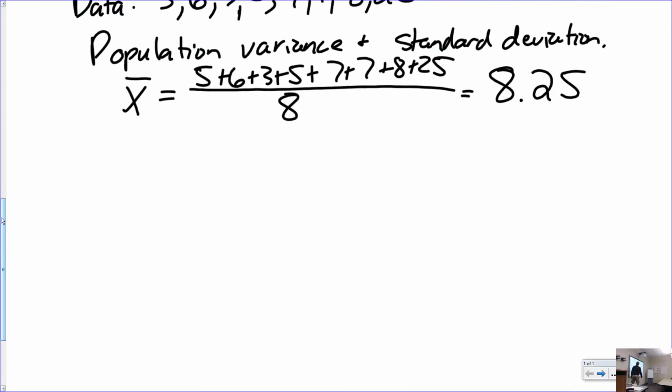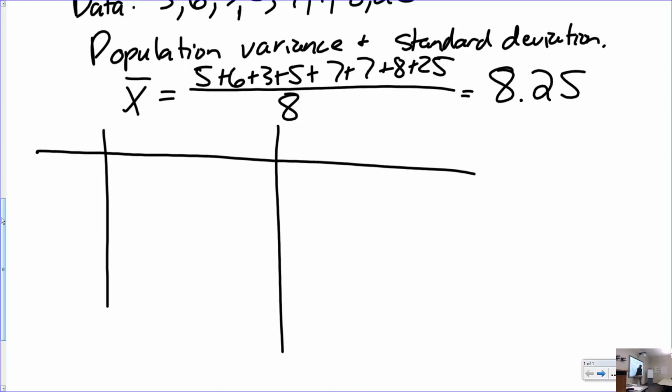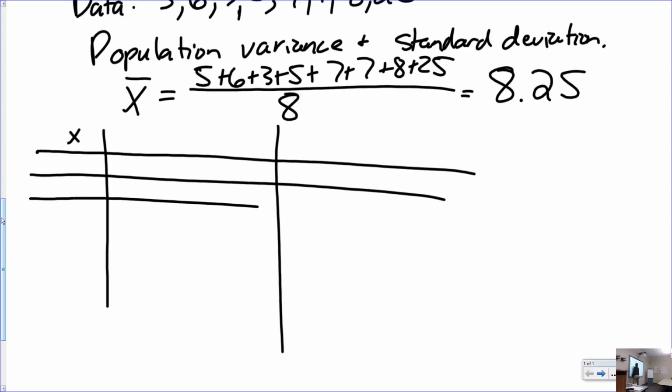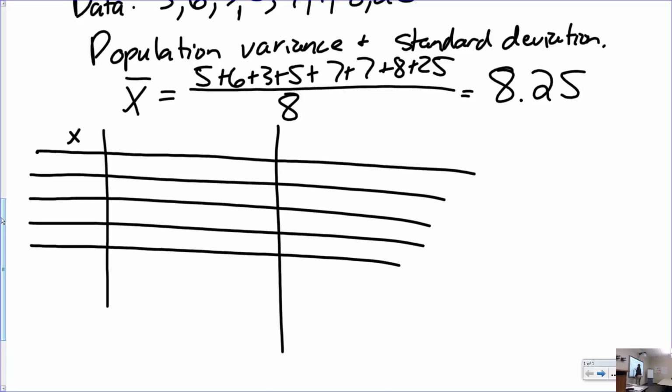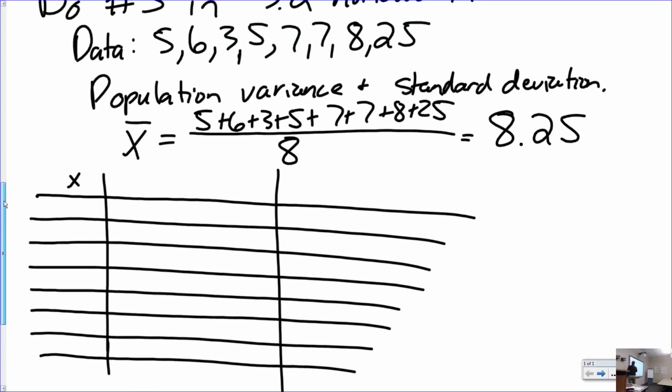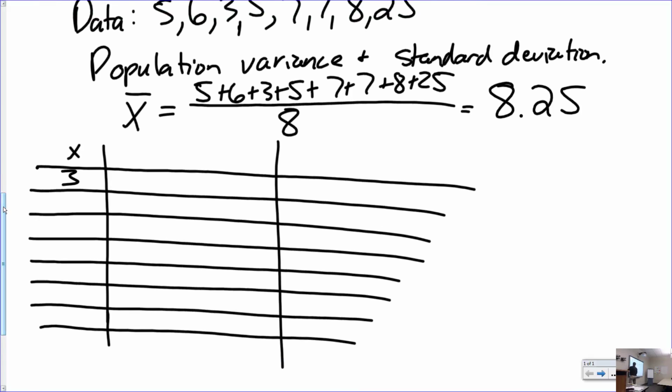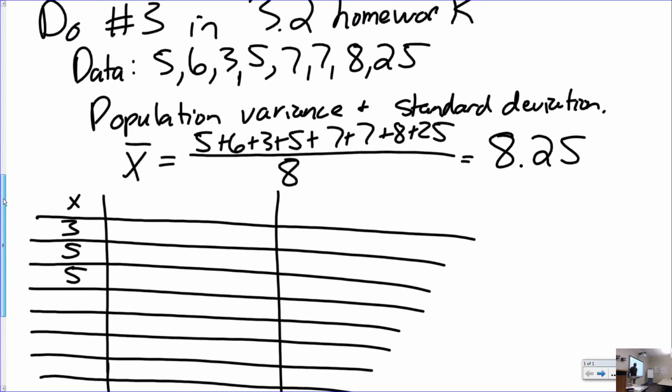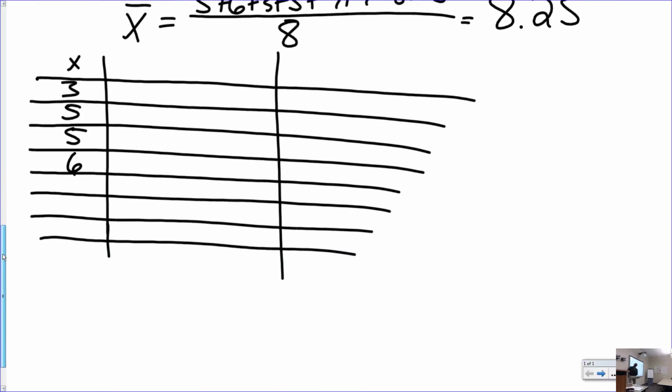All right, so now what we need to do is to take each one of our data numbers, subtract the mean, and square it. To keep it a little bit cleaner, I like to make a table just because it keeps things clean. So put your numbers in here and put them in order so that it's easier to keep track. I gave them to you in sort of a mixed up sequence, so order them. The lowest number is 3, then we get 2 5s, 1 6, 2 7s, and 8 and 25.